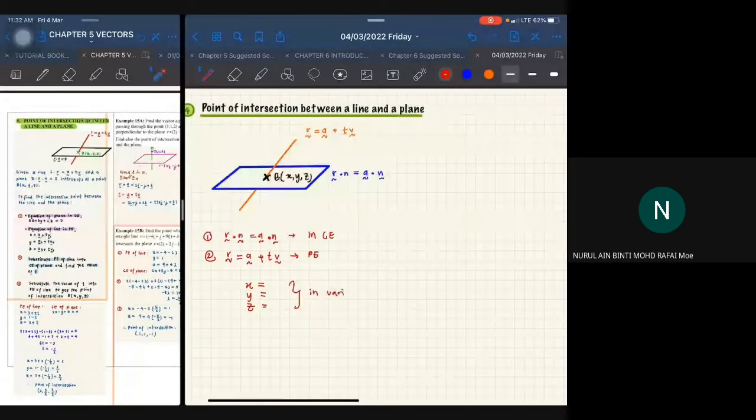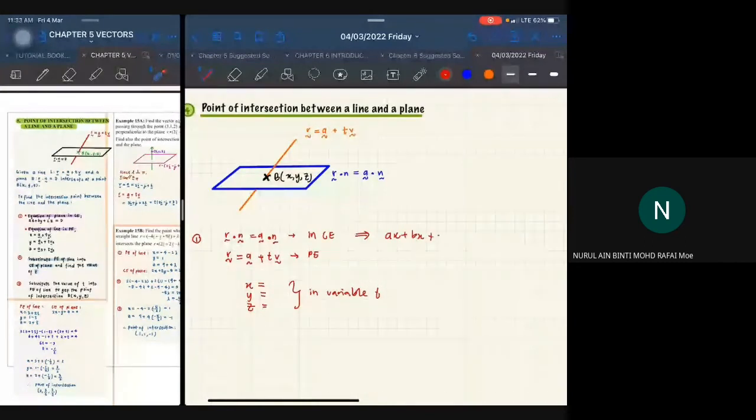In variable T. Okay, so sorry, this is not step number 1. Both of these are step number 1. Okay, so if you look at the equation of plane earlier, it must be in Cartesian equation. In Cartesian equation, the form is AX plus BY plus CZ equal to a constant, A dot N. This A dot N is a constant.